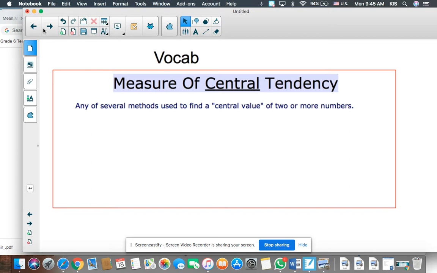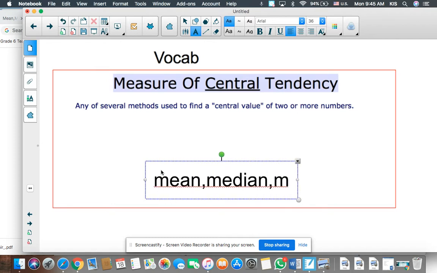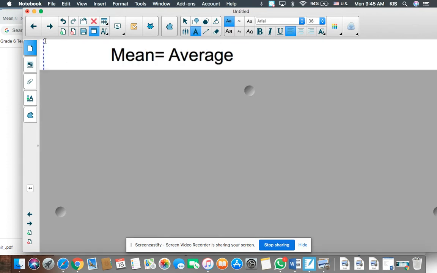More vocabulary. Measures of central tendency: any of the several methods used to find the central value of two or more numbers. So these include mean, median, and mode. We'll talk more about these in just a minute. Mean equals average. Go ahead and copy that down.